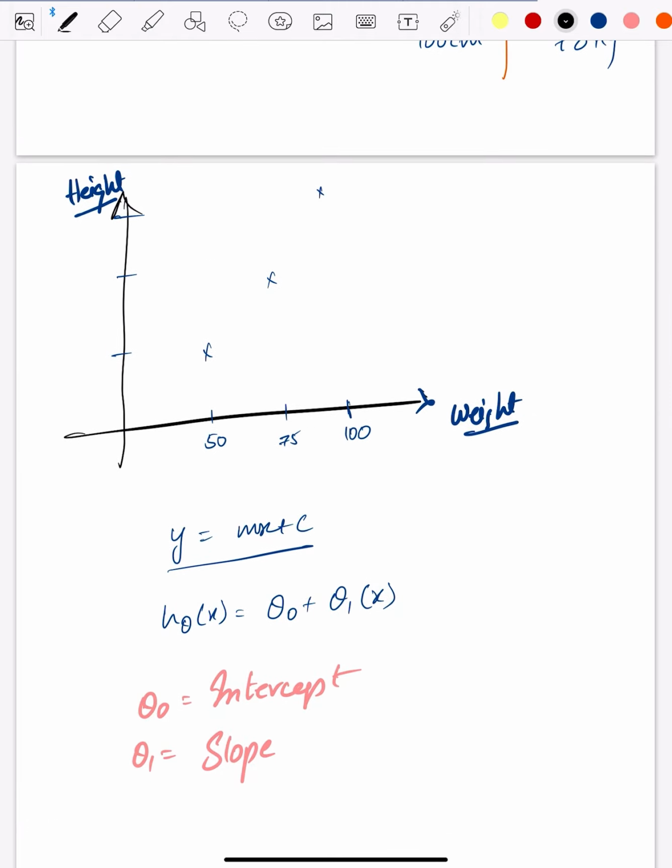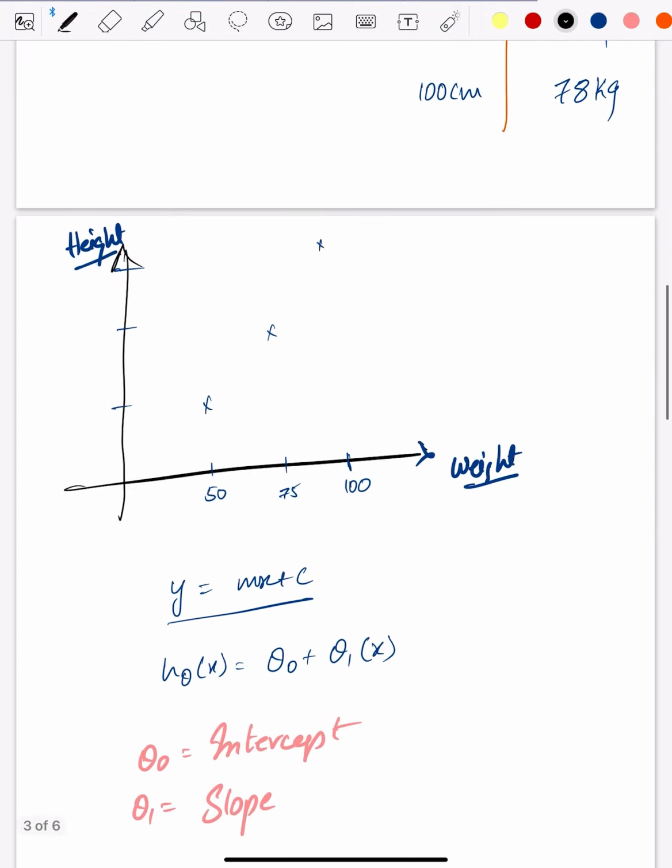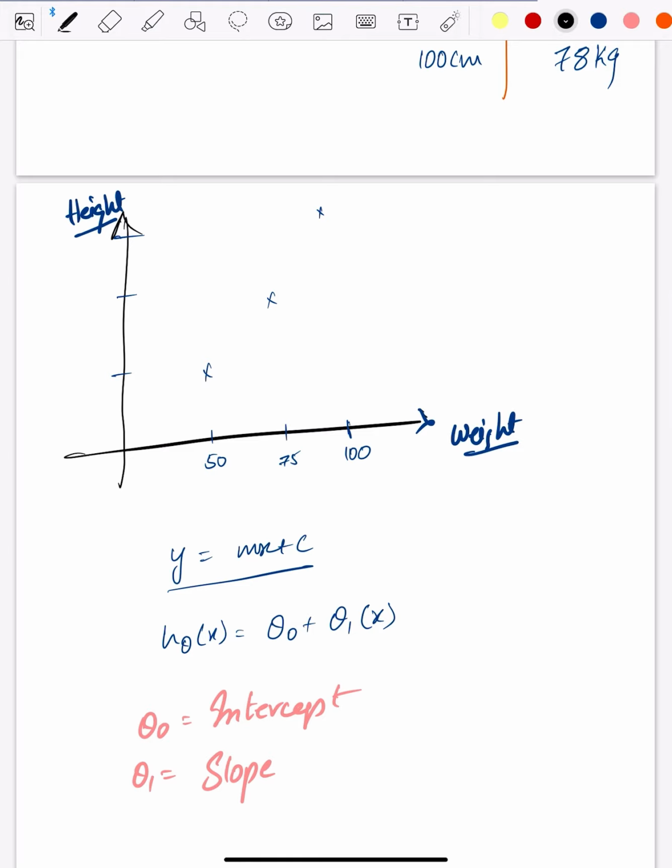So if you can see, I just plotted these heights and weights into a two-dimensional graph. As we can see, there is a linear relationship, right? Weight is increasing, height is also increasing. What we wanna do is fit a straight line among all these points, which passes through these points.